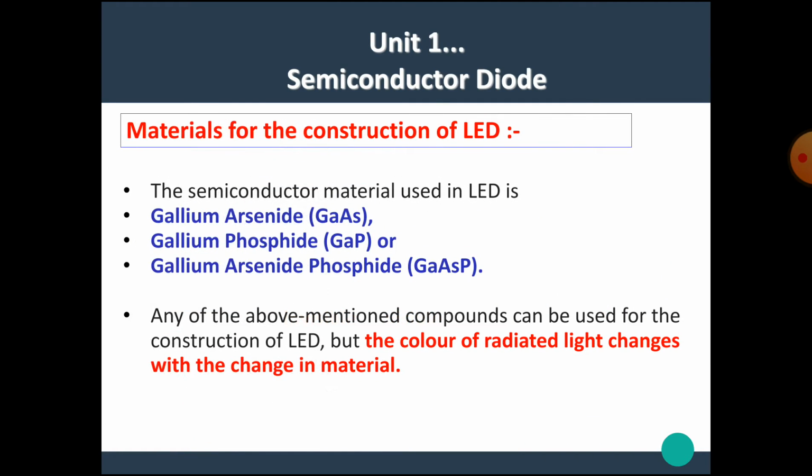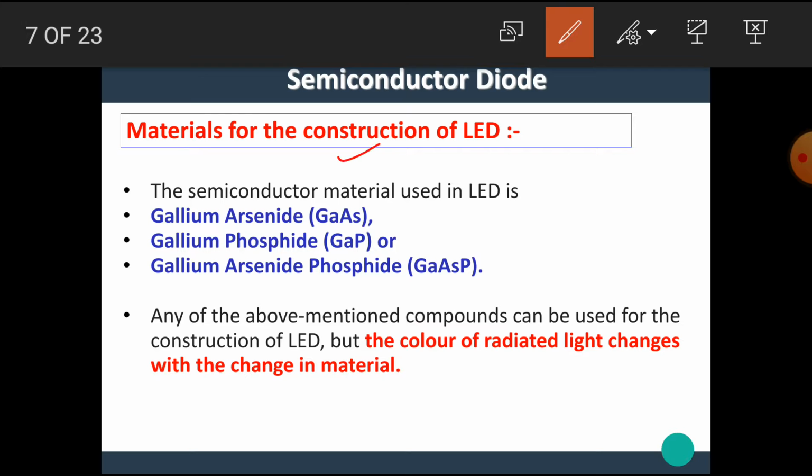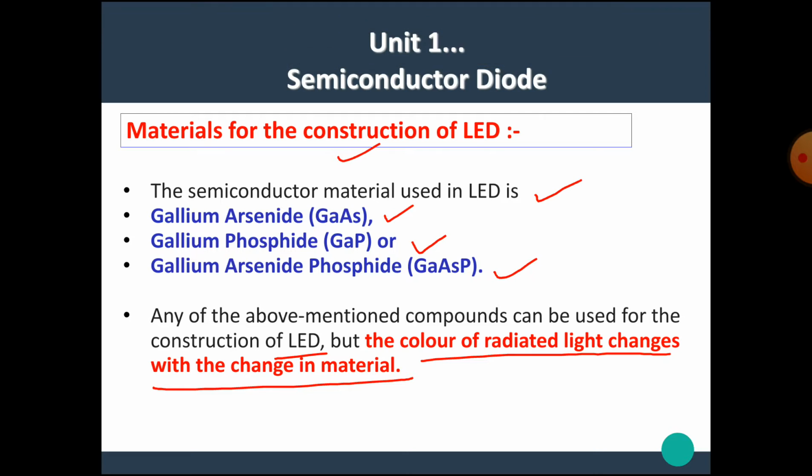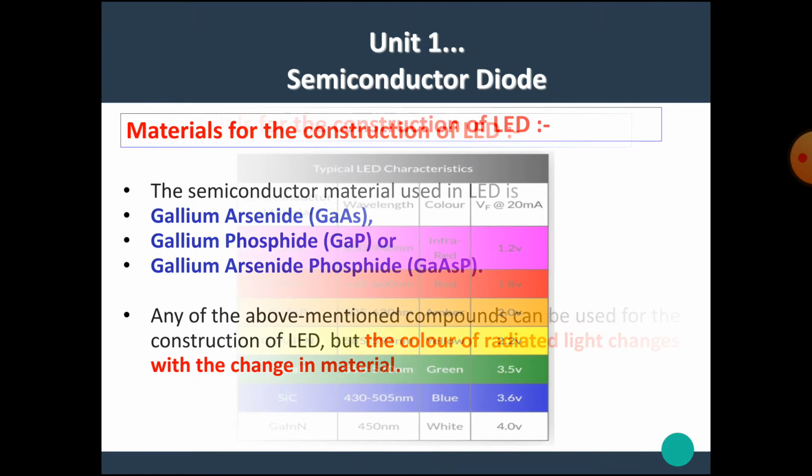Okay, now let's see the materials used for the construction of the LED. The semiconductor materials used in the construction of the LED are gallium arsenide (GaAs), gallium phosphide (GaP), or gallium arsenide phosphide (GaAsP). Any of the above mentioned compounds can be used for the construction of the LED, but the color of the radiated light changes with the change in the material. That means the different colors of light from the LED depend on the material used during the construction of the LED.